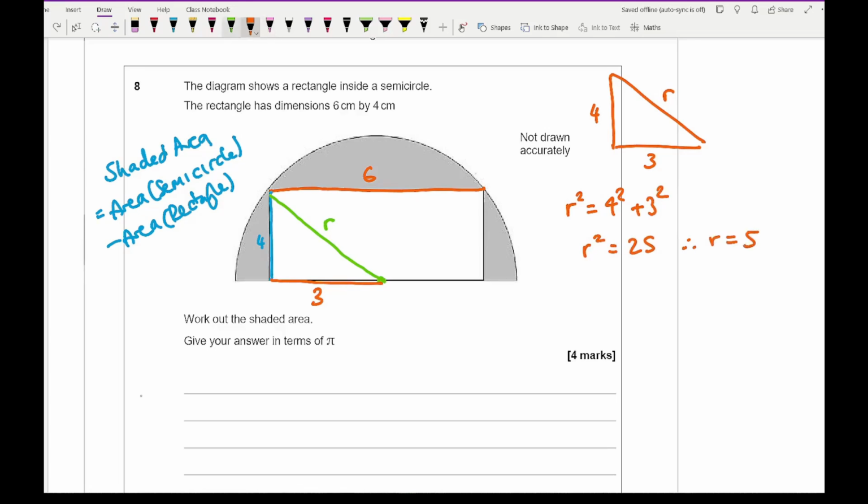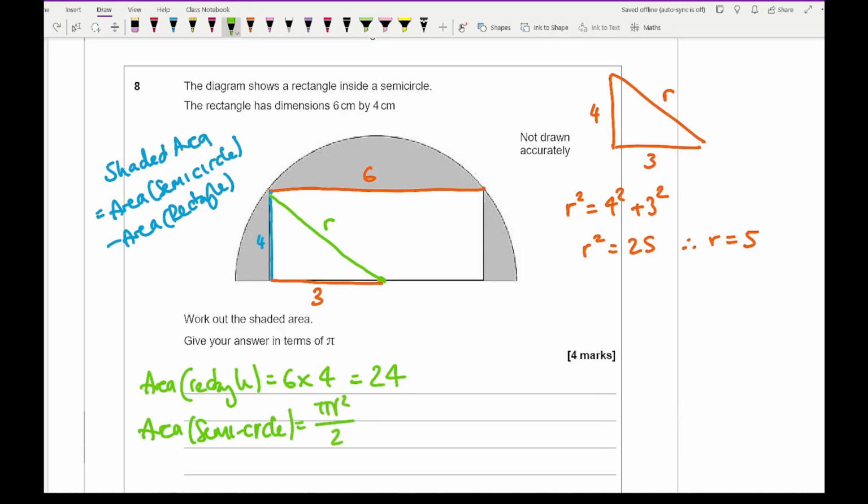So from this, I can work out the area of the rectangle. The area of the rectangle is going to be 6 times 4, which is 24. And then the area of the semicircle is going to be pi r squared divided by 2. So it's pi times 5 squared divided by 2, which is 25 pi divided by 2.